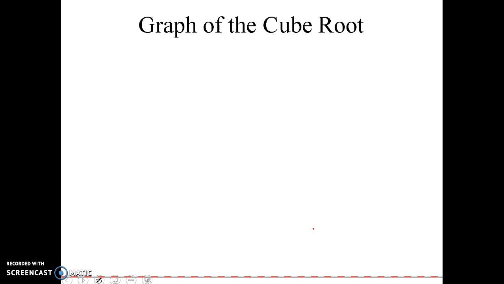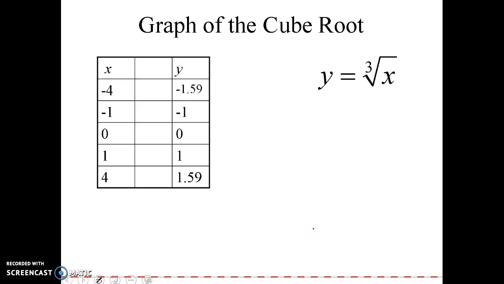Let's take a look at the parent function for cube root equations. The general equation will look something like this: y equals the cube root of x. And on our table of values, we can plug in different numbers there. Cube root of 0 is 0. Cube root of -1 is -1. Cube root of 1 is 1. Probably better if we used maybe 8 here, because the cube root of 8 is 2. The cube root of -8 is -2.